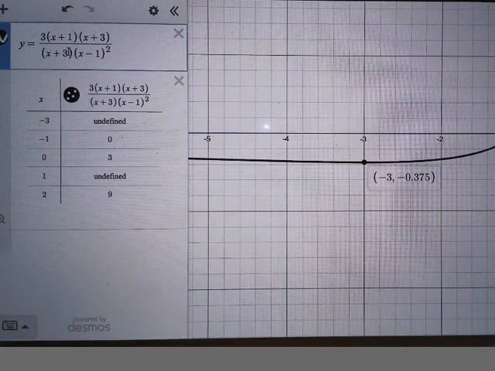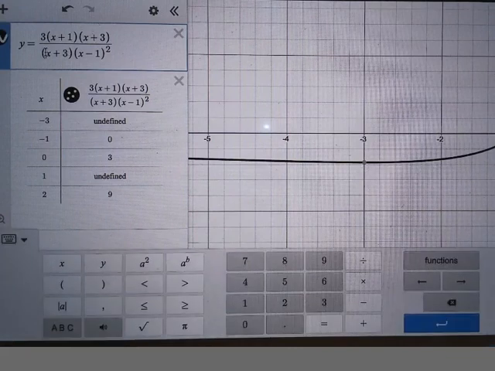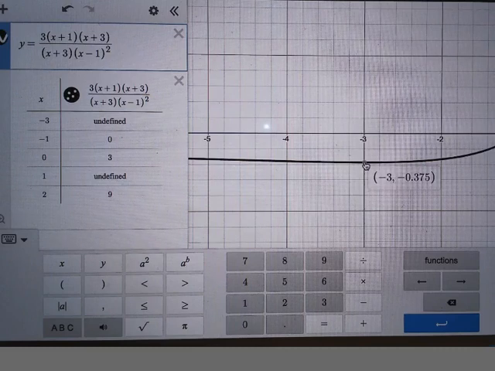But there should be no value because x plus 3 and x plus 3, I cannot put a minus 3 into this equation. It gives me division by 0, which is undefined. But you don't see an asymptote, and you don't see a 0, an x-intercept, there either. That means there's a hole there in the graph. I'm not sure why it's not showing it, but it should show a hole there.